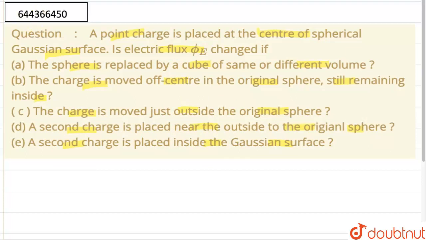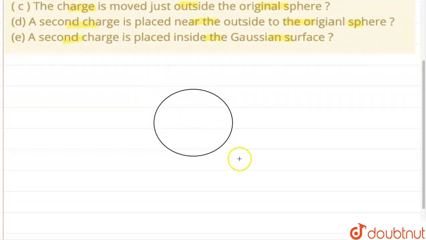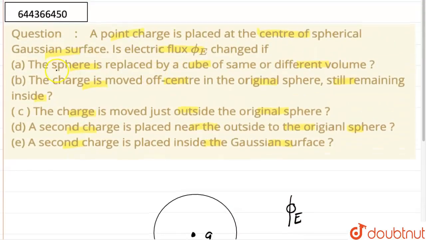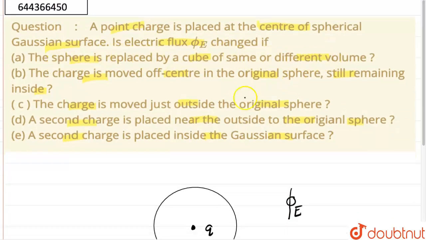So we have a Gaussian surface. Let us first draw a Gaussian surface of spherical symmetry. So imagine this is a Gaussian surface. Now a charge is placed at the center of this Gaussian surface. So let us imagine the charge Q is placed at the center here. Now the flux is given by phi E. Now let us take the first case. The sphere is replaced by a cube of same or different volume.